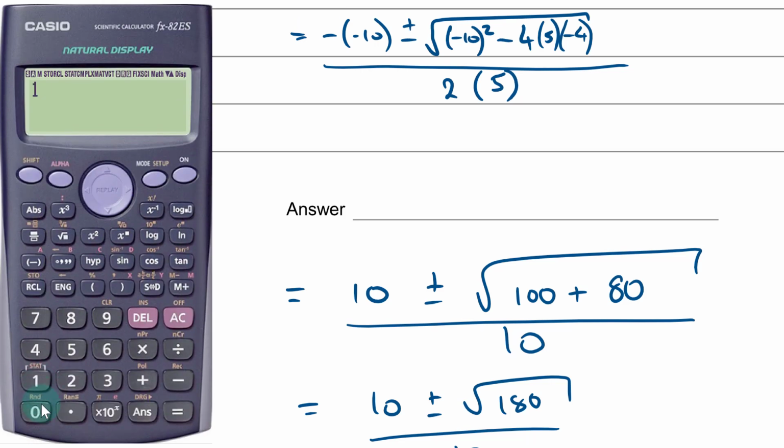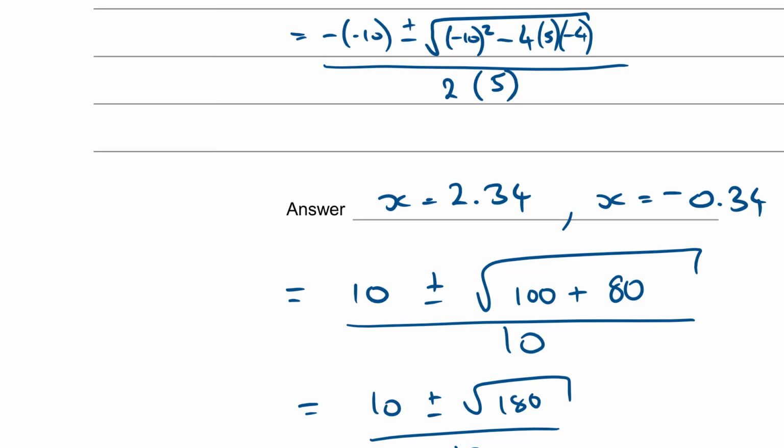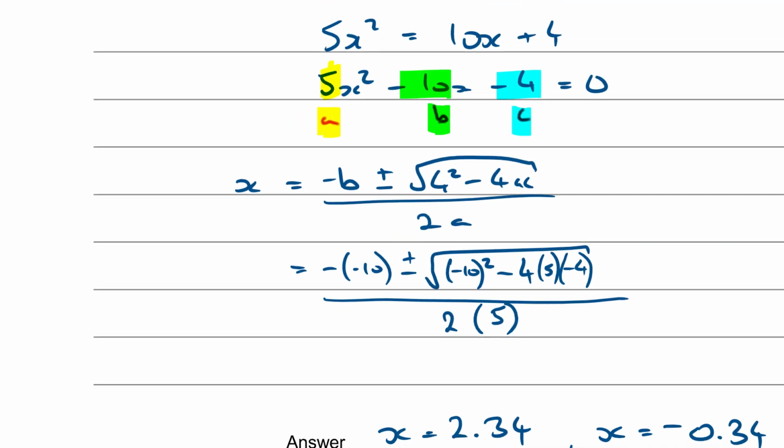Okay, time to reach for the calculator. So 10 plus root 180 equals, divided by 10 equals, that's 2.34. So x equals 2.34. Or if I take away instead 10, subtract the root of 180 equals, divided by 10 equals minus 0.34. So x equals negative 0.34. They're my 2 solutions, correct to 2 decimal places.